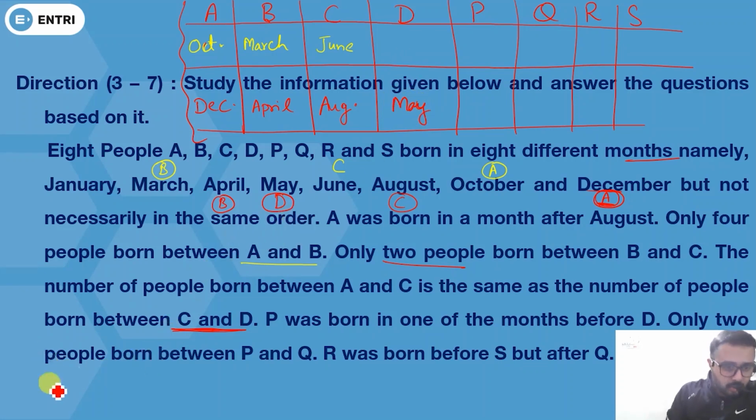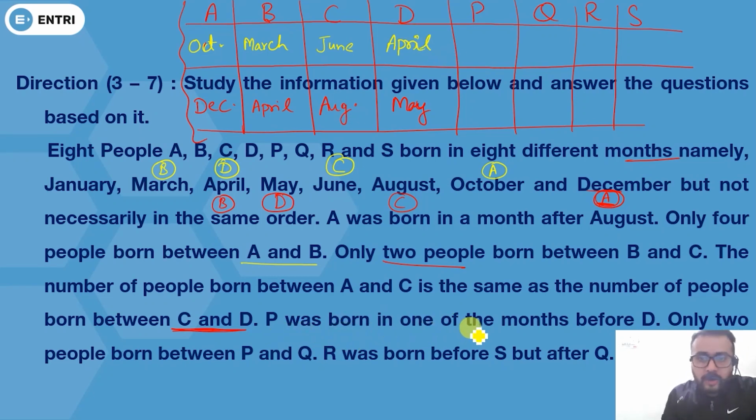And for yellow, D will be born in, see here, A is born in October, C is born in June. So there is 1 month, August, between A and C. So D will be born in April. So according to this, D will be born in April. I hope this one is very clear to you. Now move to the next.